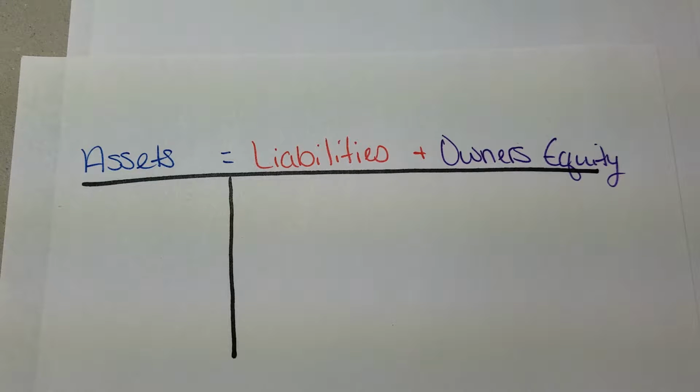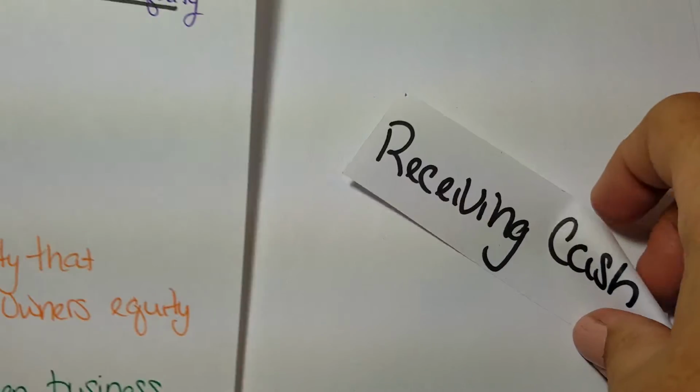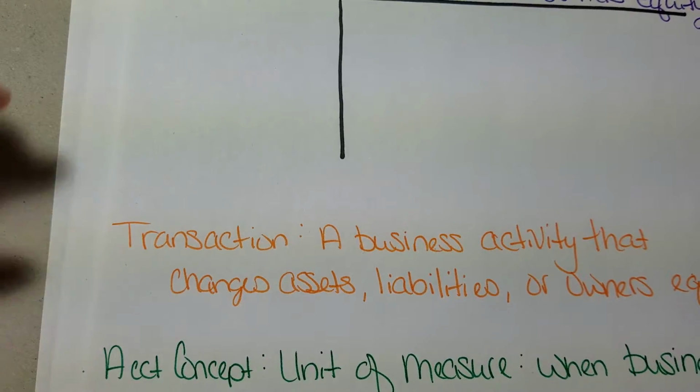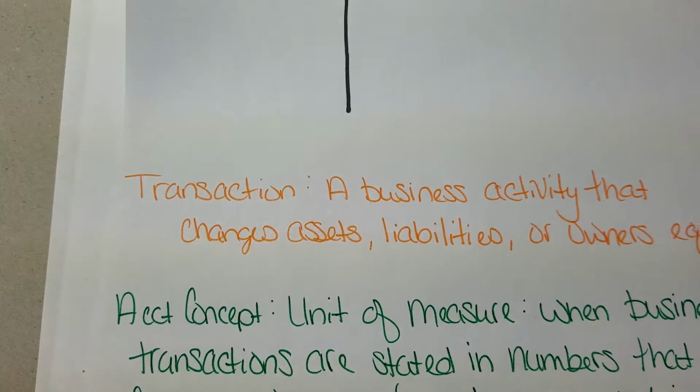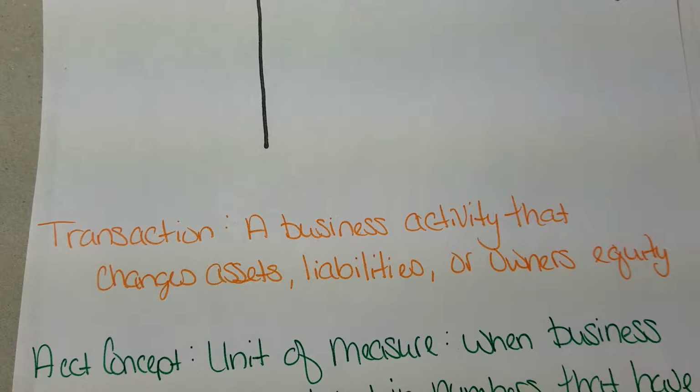And the first section we're going to talk about is what to do when we are receiving cash. There are a couple definitions that you need to be sure that you know, and we will be using this a lot. The first definition is a transaction. A transaction is a business activity that changes assets, liabilities, or owner's equity. So everything we do is going to be a transaction.